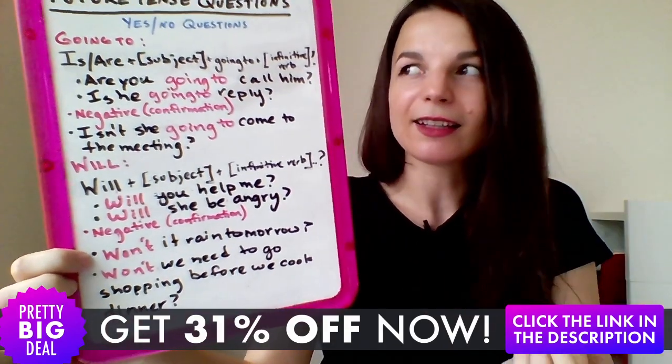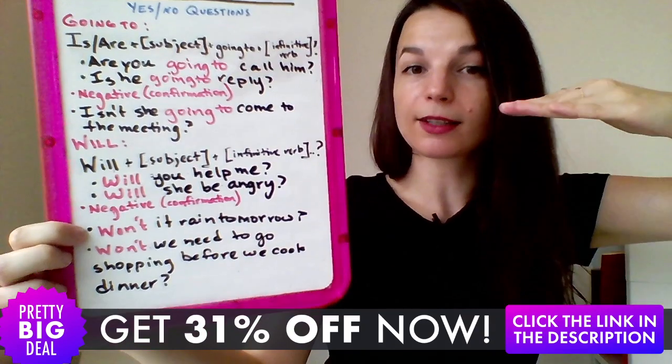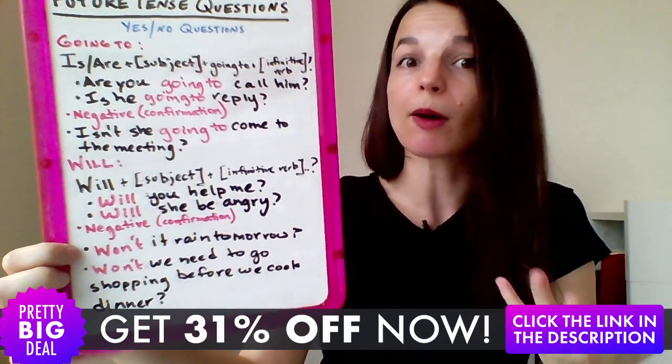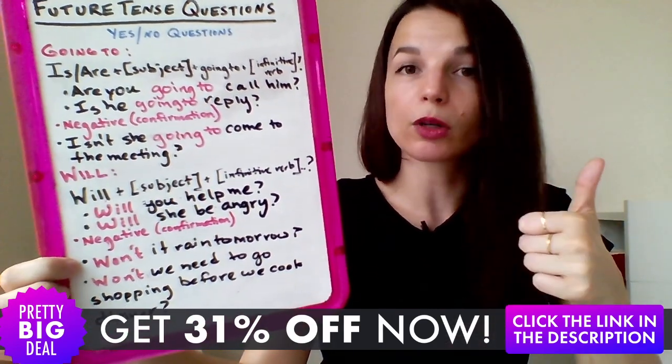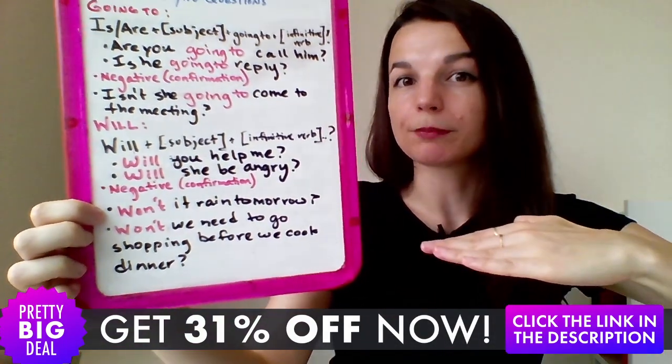So I could say, isn't it going to rain tomorrow? I could use this. That makes the certainty level higher. That's the difference between those two questions. So both of them are correct. Won't it rain tomorrow? And isn't it going to rain tomorrow? Totally correct, both of them. Won't it rain tomorrow sounds less sure.